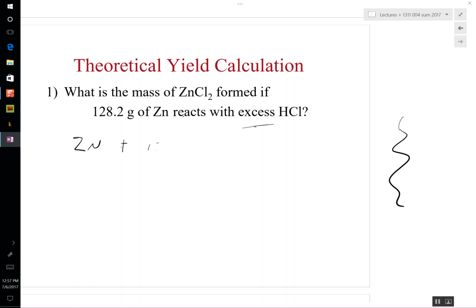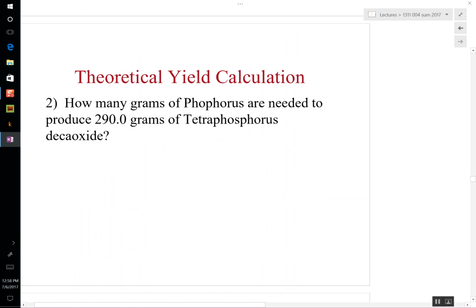And you're seeing this terminology. You've got excess HCl. If they hadn't mentioned this, you might say, well, I don't know how much you're going to produce. I don't know if you have enough HCl to react with 128.2 grams of zinc. But they're saying, yes, you do. You have more than enough HCl. All right, so we won't go through that one, but these are the kinds of examples you have here.